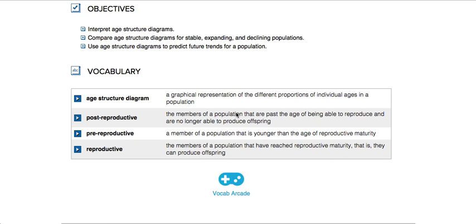All right, we're going to go ahead and get started here this evening. We're going to be talking a little bit about the project on population age structure.